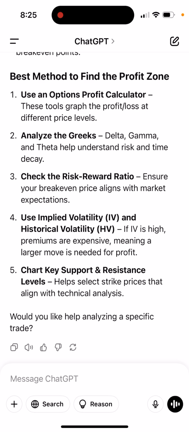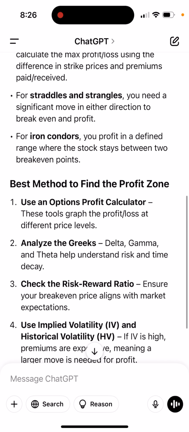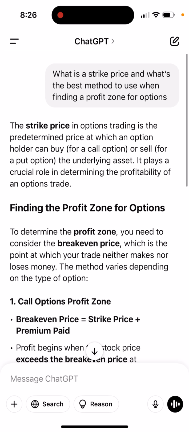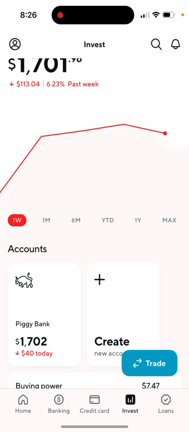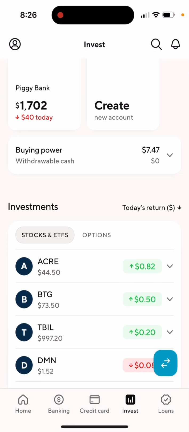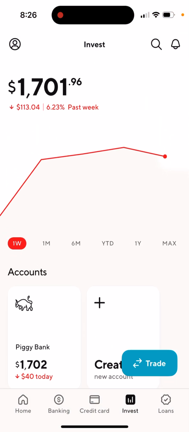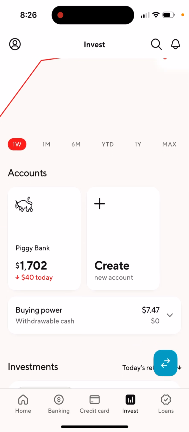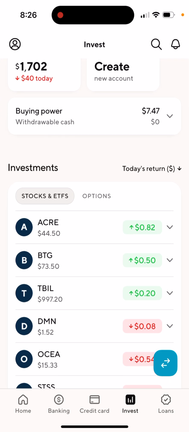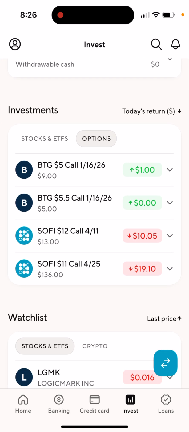They said, would you like help analyzing a specific trade? Not right now, ChatGPT, but I appreciate the info. All right, let's go back to SoFi real quick. I know I said I wasn't going to run any options until I get $2,000 in my account, but you guys can tell I'm a hypocrite, and sometimes I just pull the trigger depending on how I feel.